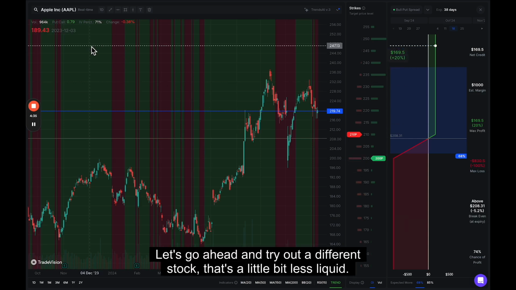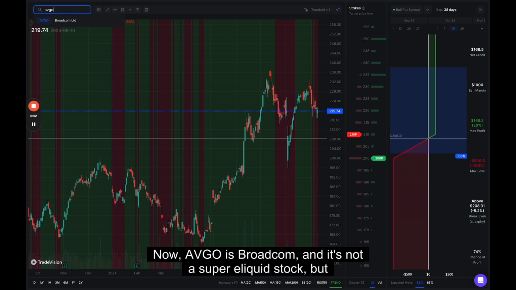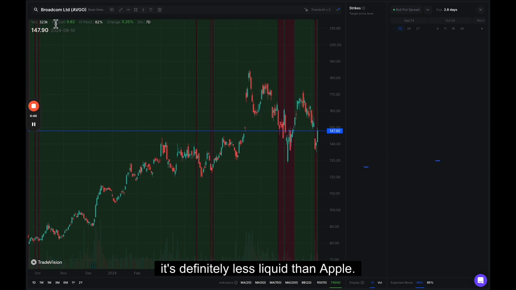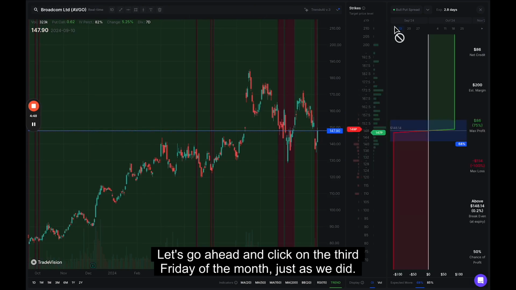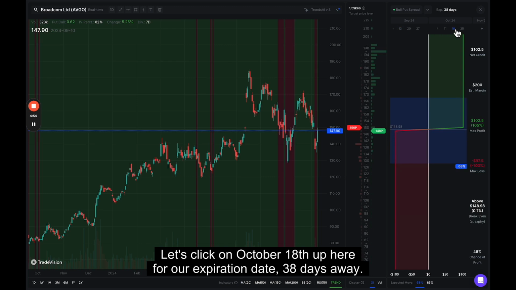So let's go ahead and try out a different stock, something that's a little bit less liquid. Let's go ahead and take a look at AVGO, for example. Now AVGO is Broadcom, and it's not a super illiquid stock, but is definitely less liquid than Apple. So let's go ahead and click on the third Friday of the month, just as we did. Let's click on October 18th up here for our expiration date, 38 days away.